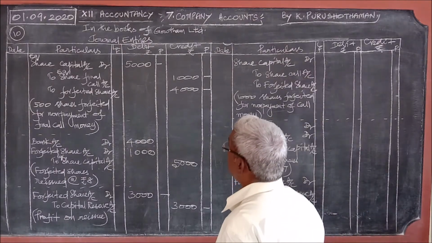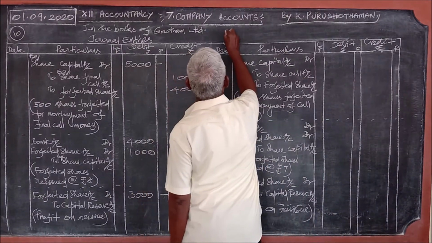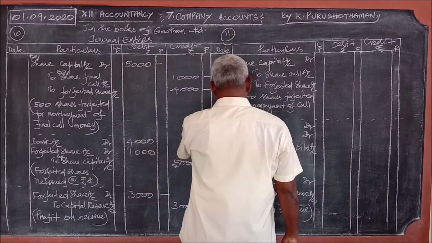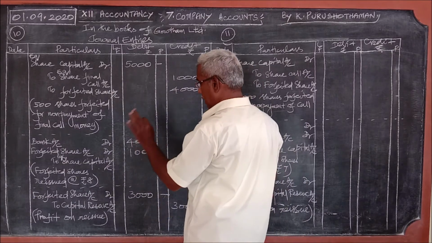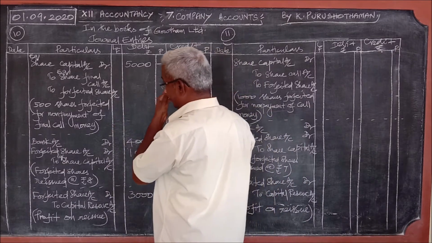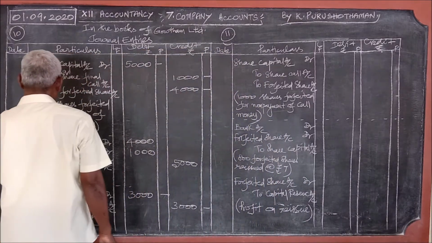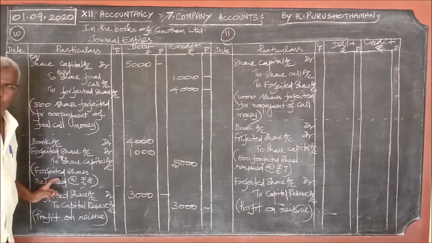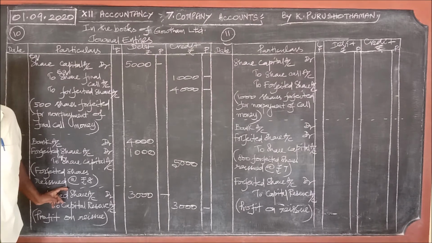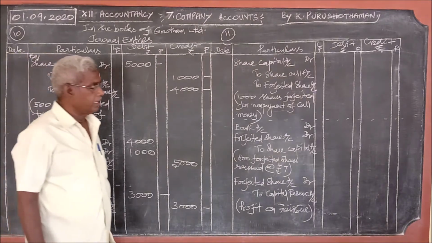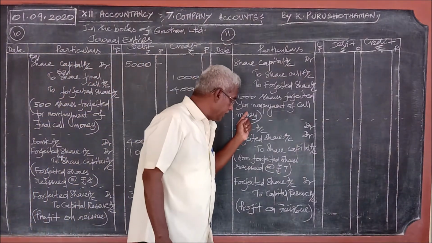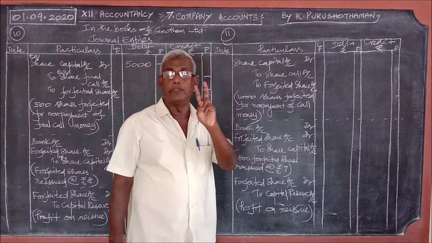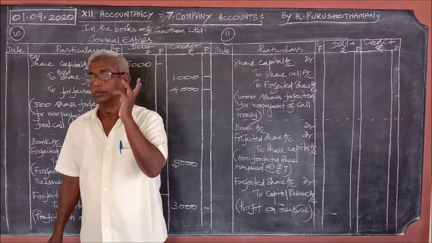And this is problem number 11. The same set of journal entries, but only one difference is there. Here 500 shares forfeited, all the 500 shares were reissued. But in problem number 11, 1000 shares forfeited, but only 800 shares were reissued. This is the main difference. You should note it down.